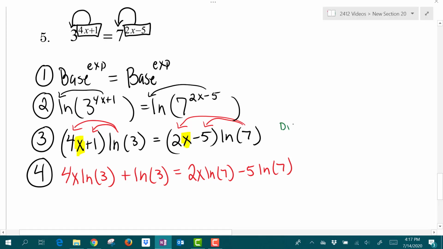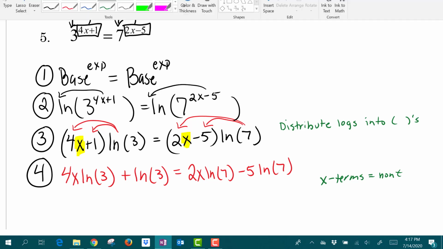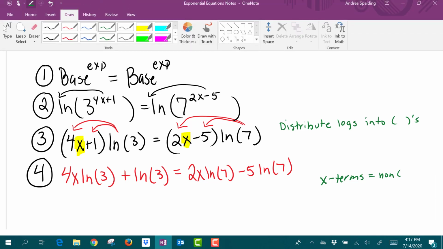So our first step was to distribute. Okay, so we distribute the logs into the parentheses. Our next step will be to move the x terms to be on one side, and anything that doesn't have an x term in it, so the non-x terms, we're going to move those to be on the other side.